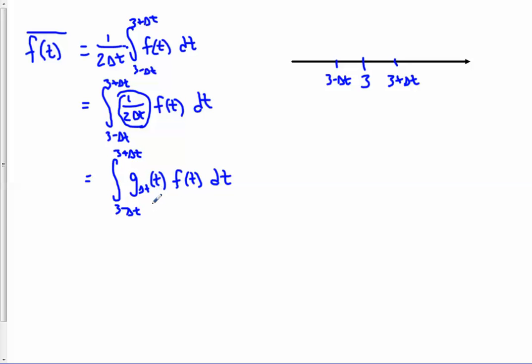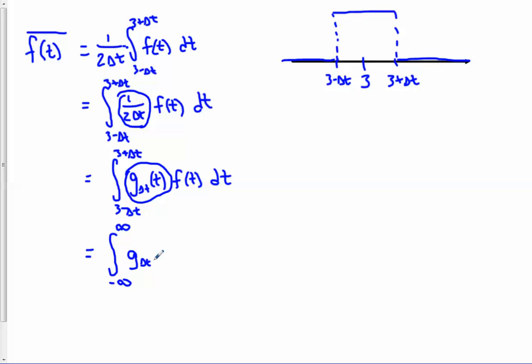It's just that this function happens to be 0 elsewhere, but it's equal to 1 over 2 delta t on that interval. So this function and this function are the same thing, and they can be replaced within this integral. Now, since I've written it as g delta t, I don't have to be careful about my endpoints. I can just integrate from minus infinity to infinity, because this function zeroes everything out there anyway. It's not contributing to the integral.